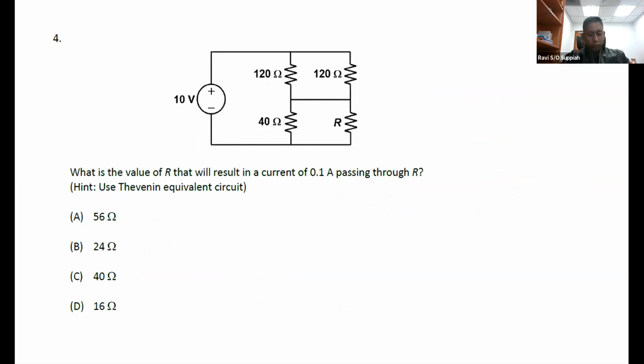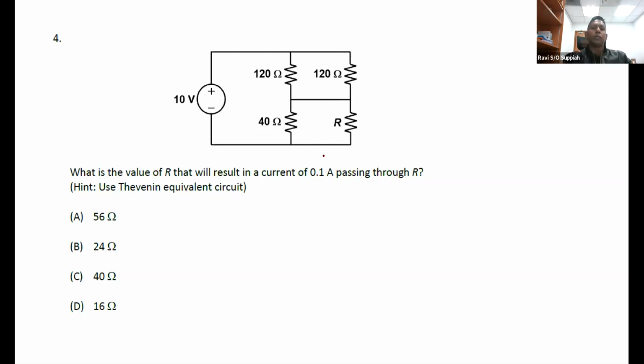Okay, so let's look at question 4. In question 4, what is the value of R that will result in a current of 0.1 passing through R? Okay, so in this case, if we never gave you the hint, I think many students may not know what to do, correct? Because you may think, okay, how do I solve this? How do I simplify, and so on, correct? But the hint sort of gives you the idea that, okay, I need to apply the Thevenin's equivalent circuit.